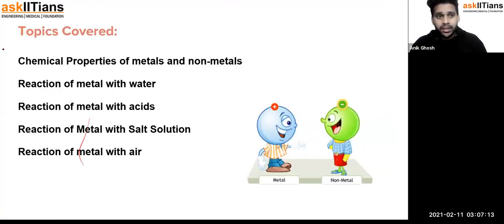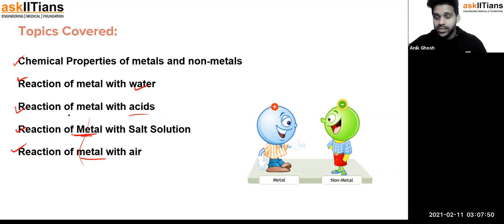As far as the preliminary idea about the physical properties of metals and non-metals, I think we have it. We know how to separate them out. If I have a metal and a non-metal, I know how to separate them with respect to the physical properties. But how do they react in real time with different types of elements, with water, with acids, with different types of other metal salt solutions, and how do they react with the air? If we go through the chemical properties, you would be able to see some interesting features about them.